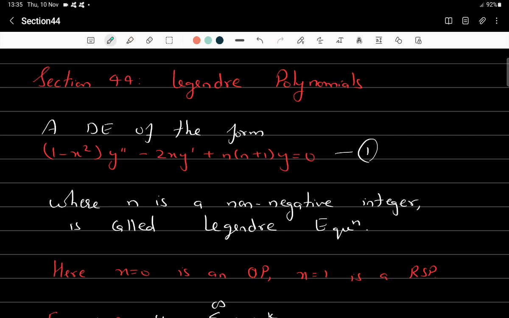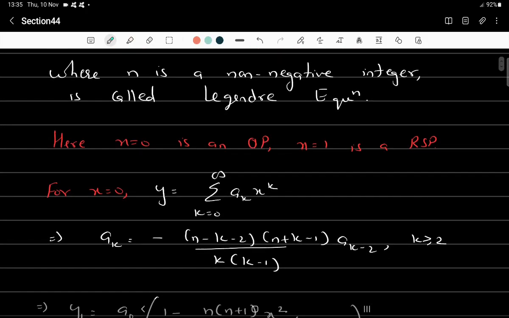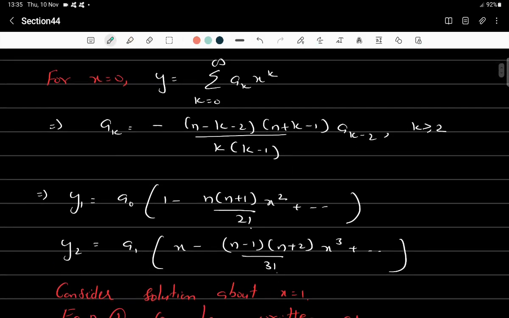Now the first observation is that x = 0 is an ordinary point, while x = 1 and x = -1 are regular singular points. To find the solution about x = 0, it's quite easy. We take y = summation a_k x^k, but we are not interested in this solution, and this is not the Legendre polynomial. So we will look for the solution about x = 1.